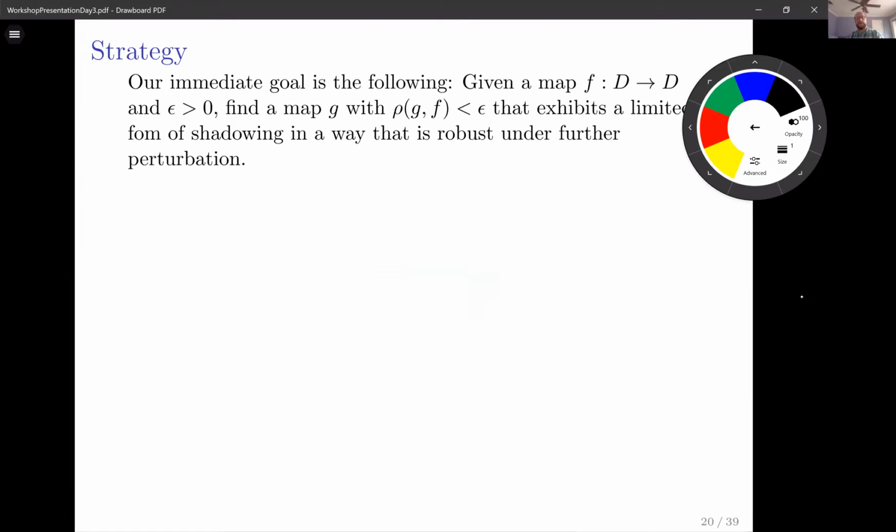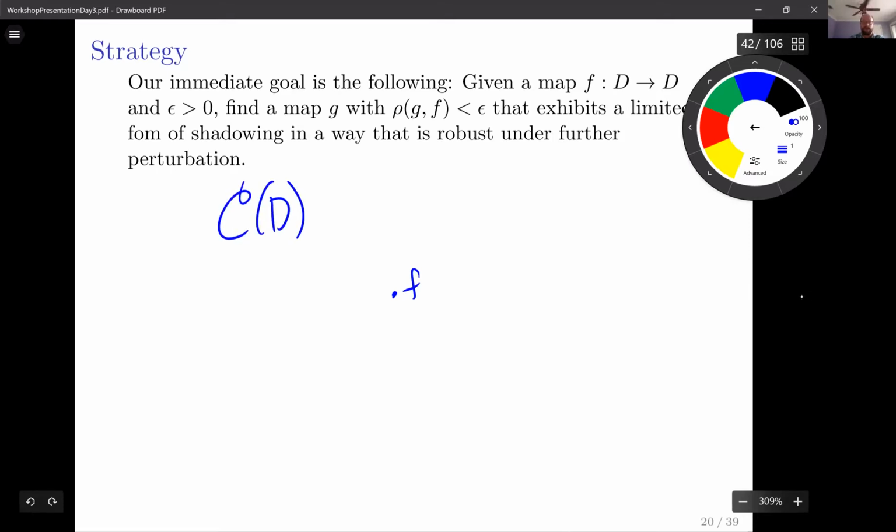All right, so our immediate goal in proving that the space of continuous functions with shadowing is generic in the space of continuous self-maps of the dendrite is to demonstrate that given any continuous map F from the dendrite to itself, and any epsilon greater than 0, we can find another map G, within epsilon of F, that exhibits a sort of limited form of shadowing that is robust under further perturbation. So we're going to start with F, sitting in our space C(D). We're going to take an epsilon greater than 0.